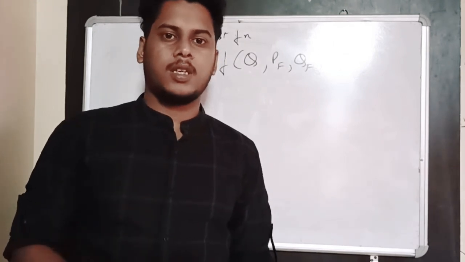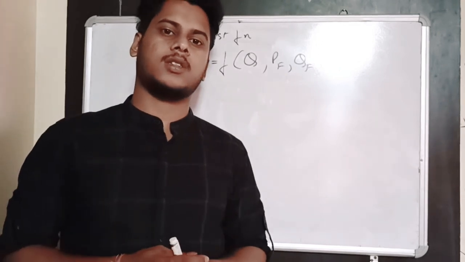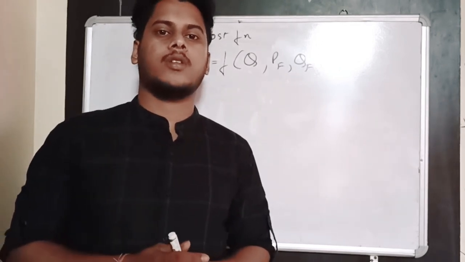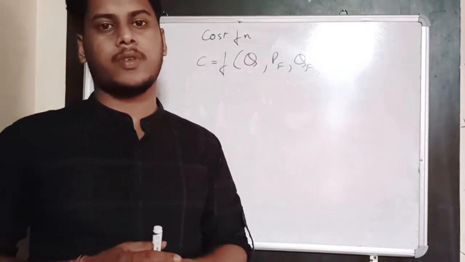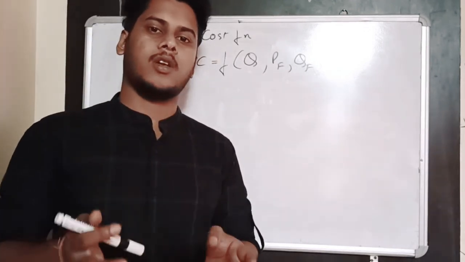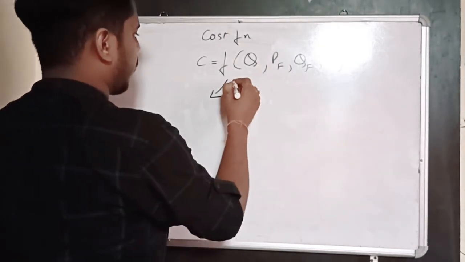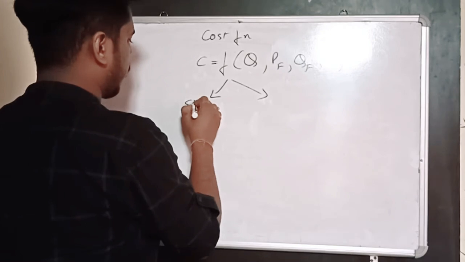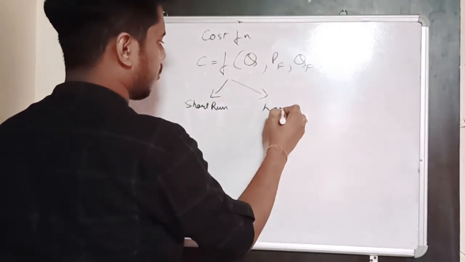Now, as we know that production function can be of two types, short run and long run. So similarly, with the short run production function, the cost associated is termed as short run cost, okay, and for the long run production function, the cost associated is termed as long run cost. So cost function can be of two types, short run and long run.